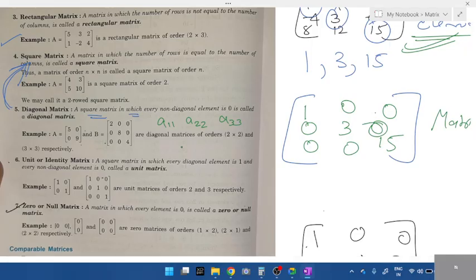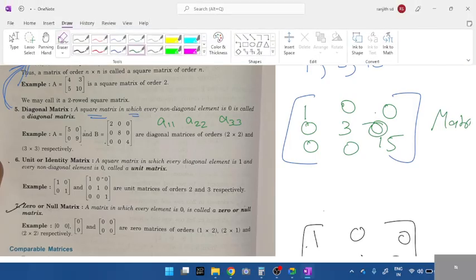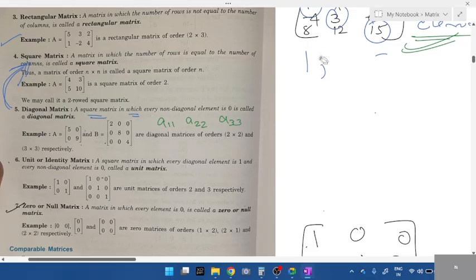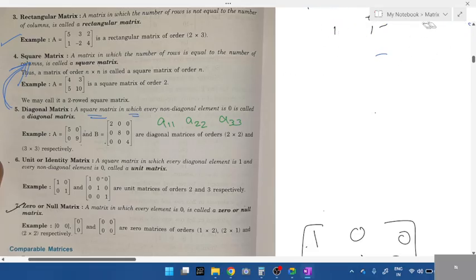Last two are left: null matrix and identity matrix. Okay, let me even complete this, students. Later you can make a note. There are only 7 types. What do you mean by unit? Unit or identity? Unit meaning is one, right? Single. Unit meaning is single. Read what is given. Even a unit matrix is also a square matrix, students. So diagonal and unit matrix are square matrices in which diagonal elements are 1. Look here.